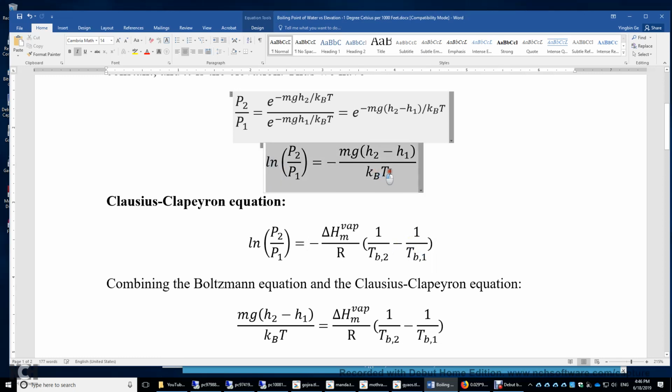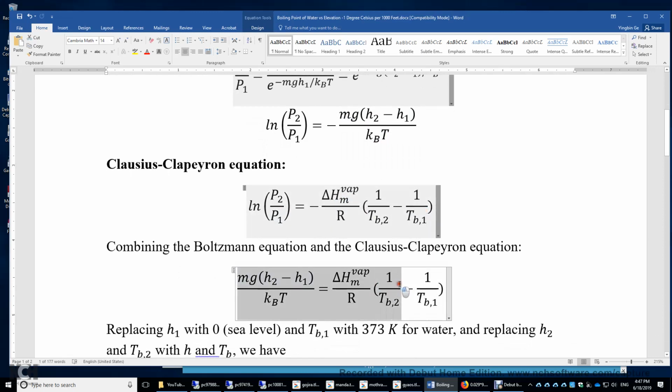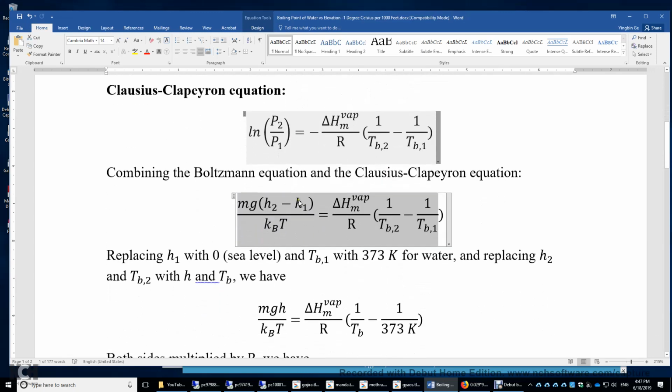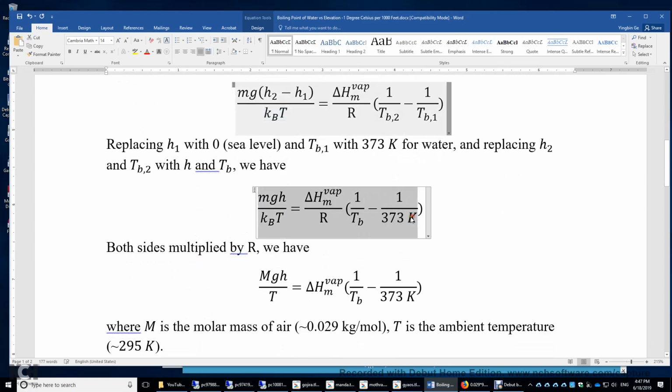So if we look at these two equations, they share the same left-hand side. Therefore, we can equate this part with this part, and then we have this equation. And then we can replace h1 with 0, which is the zero reference or the sea level, and then the boiling point at sea level is 373 Kelvin, and then we just plug in these two numbers, and then we can just replace h2 with h, Tb2 with Tb. We get this simpler equation here.